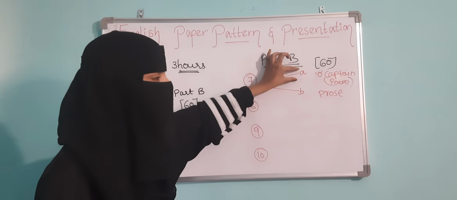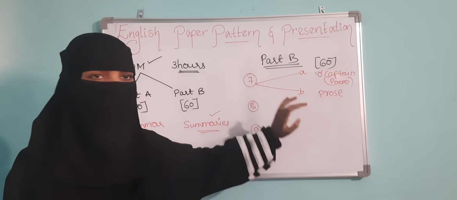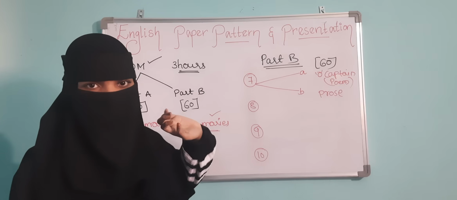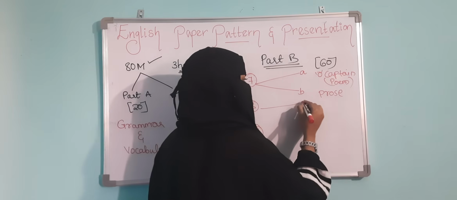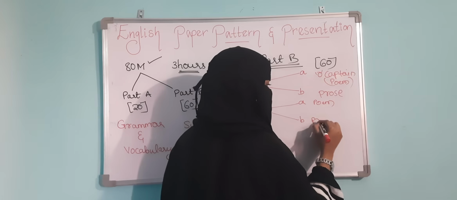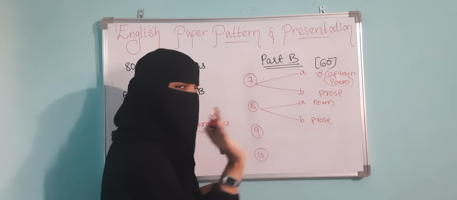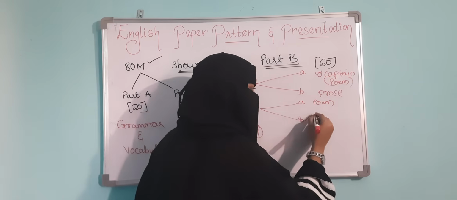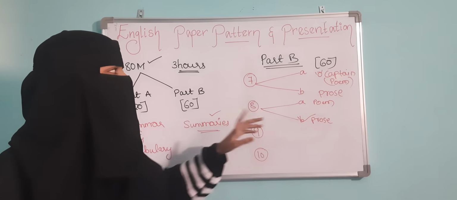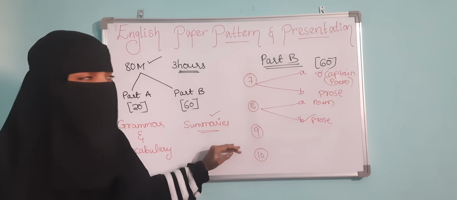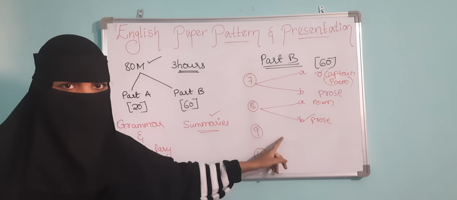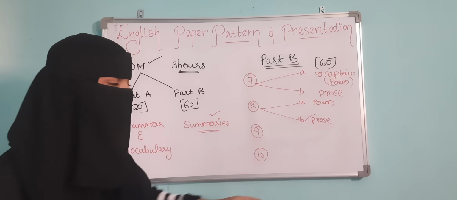If you are attempting A poem, leave prose. If you are attempting B prose, leave poem. Getting my point? Here also in the same way, A, B, poem, prose. Out of these 2, you need to choose any one. If you are writing prose, leave poem. If you are writing poem, leave prose. I will definitely be discussing how you need to write the summaries, but now we are seeing the paper pattern. After completing the paper pattern, we will be discussing the paper presentation. So this is the way.